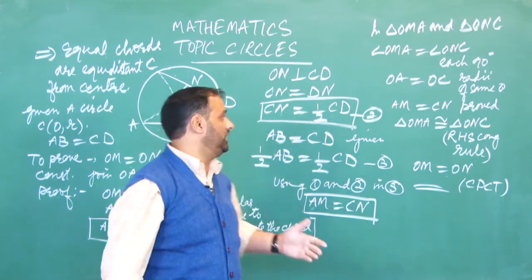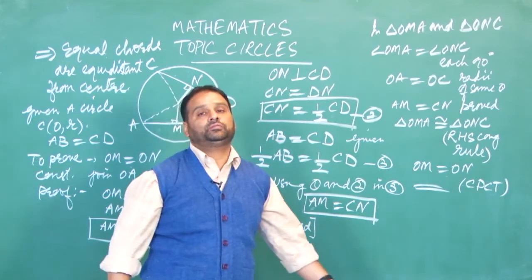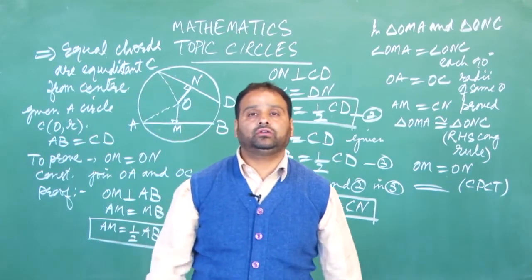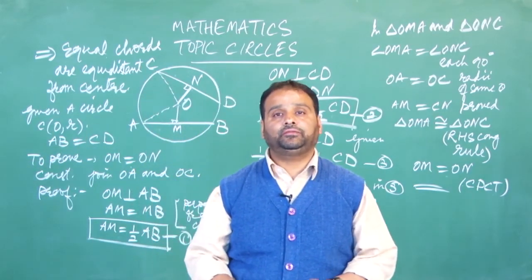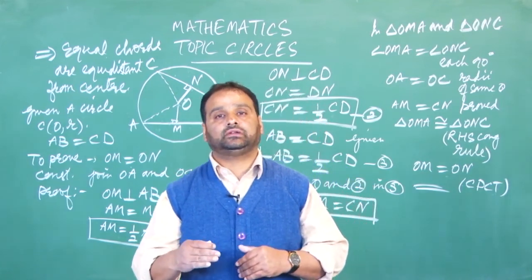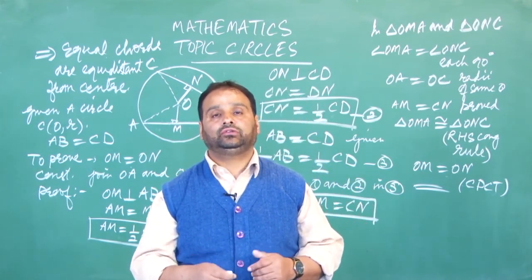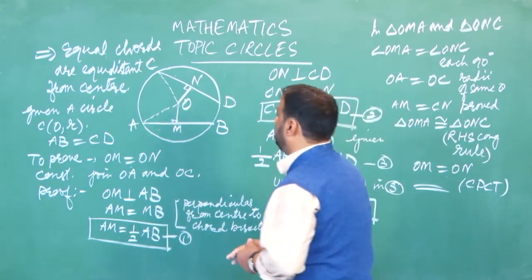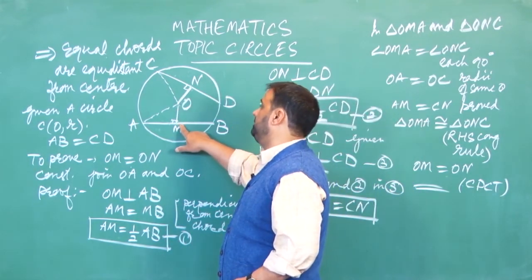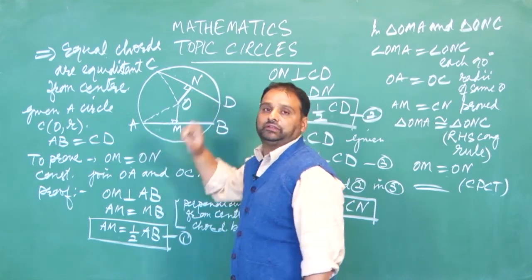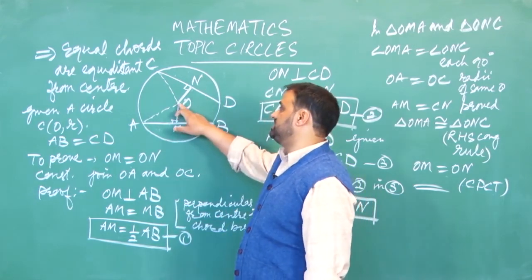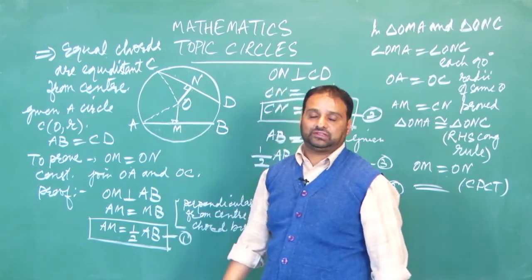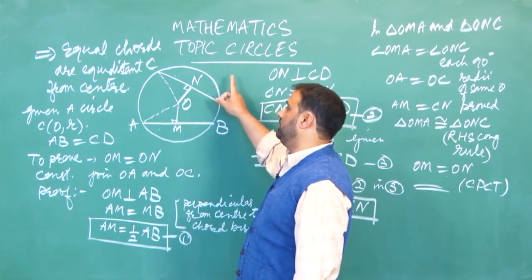Hope you understand this property, an important property of circles. From this relation, we can also prove that if chords are equidistant from the center, then these chords are equal. You can do it yourself exactly the same way we did this theorem. If we are given that chord AB and chord CD are both at equal distance from center O, then these two chords are equal. This is the converse of that theorem.